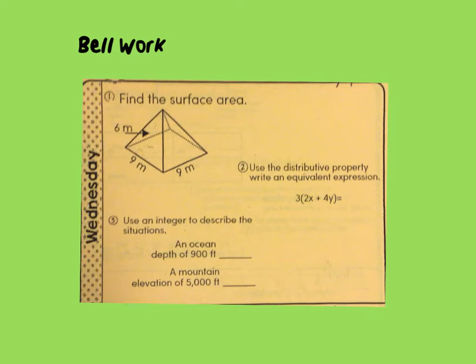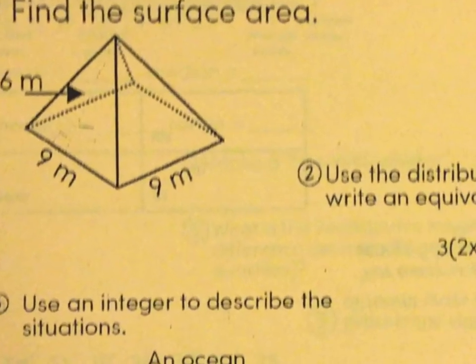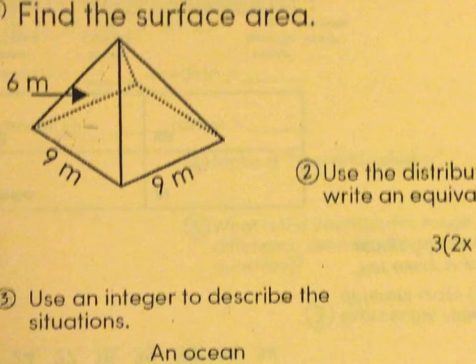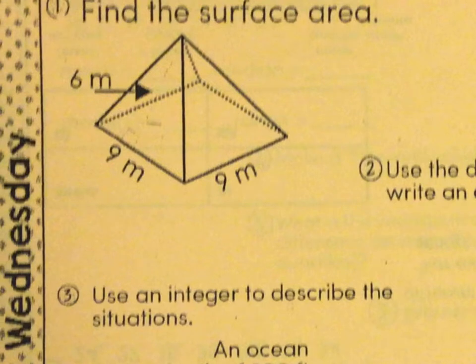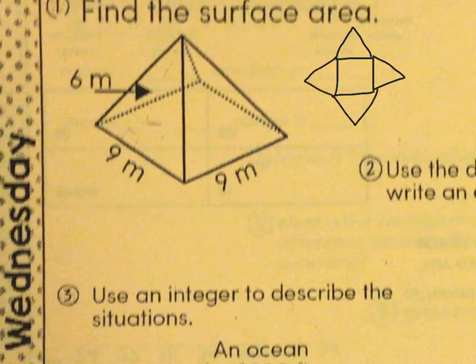Our bell work, this first one should look very, very familiar to you. We're finding the surface area of this triangular prism. And if I was going to unfold this shape here, it would look something like this. We would have a square base, and then we would have these triangles that would go like this. So we're looking at a five-sided figure here.